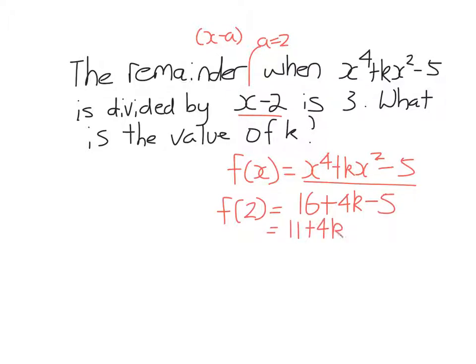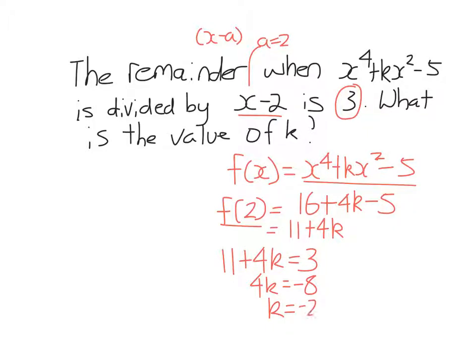Now we were told that the remainder is 3. So that means f(2) must be 3. That means 11 plus 4k must be equal to 3. Subtract 11 from both sides. Divide minus 8 by 4, and you get minus 2. So that is the value of k.